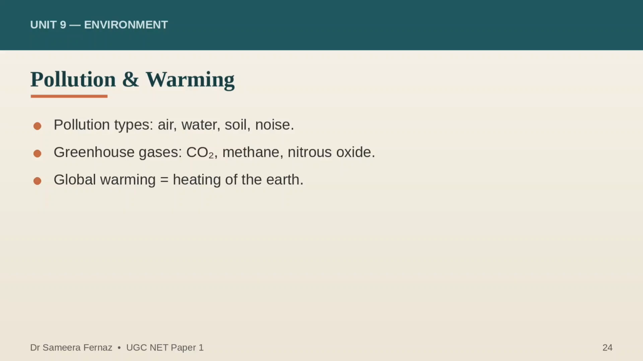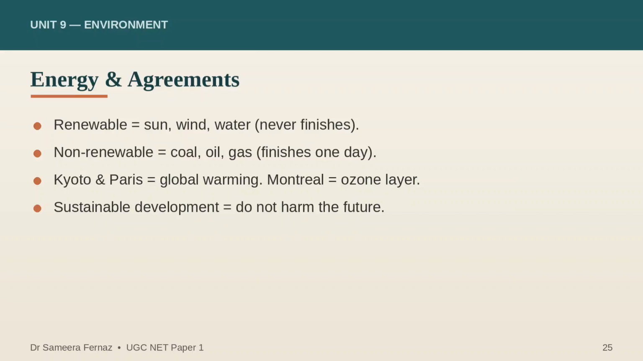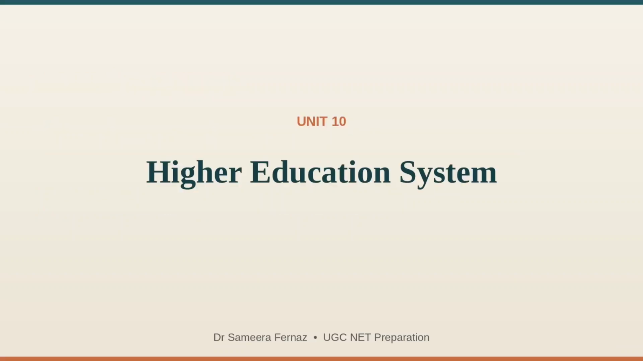Now, know the difference between renewable and non-renewable energy. Renewable energy never finishes, like solar, wind and water energy. Non-renewable energy finishes one day, like coal, petrol and natural gas. A simple trick to remember: renewable energy renews itself again and again. Also remember some important global agreements. The Kyoto Protocol and the Paris Agreement are about reducing global warming. The Montreal Protocol is about saving the ozone layer. And remember the Sustainable Development Goals, also called SDGs. Sustainable development means using resources in a way that does not harm the future. These are simple and real life points. You already know most of them. Just connect them to the exam.